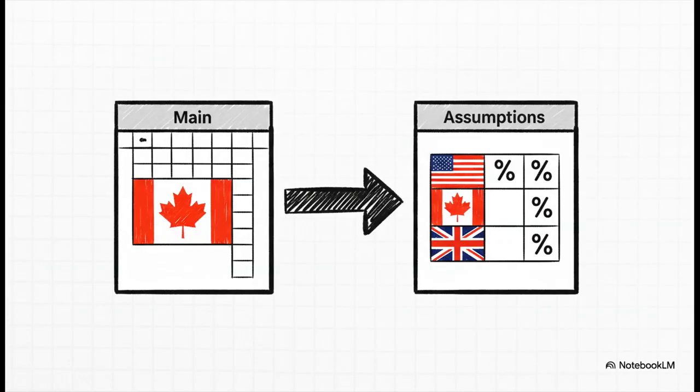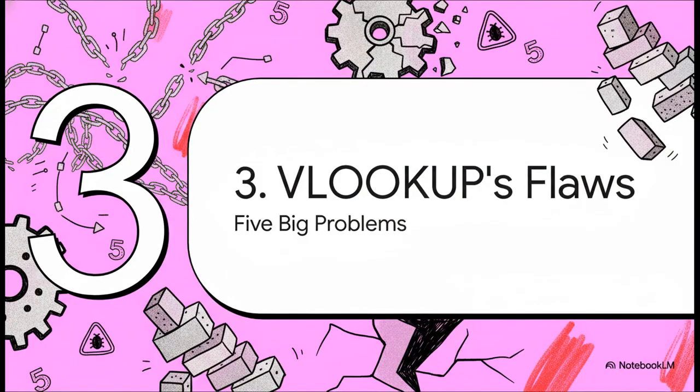A perfect everyday example is grabbing a tax rate. You've got a drop-down menu on your main sheet to pick a country, and a VLOOKUP zips over to your assumption sheet, finds that country, and pulls back the right tax rate. When it works, it's magic. It's totally seamless. But the key phrase there is, when it works. And this right here is where the trouble starts.